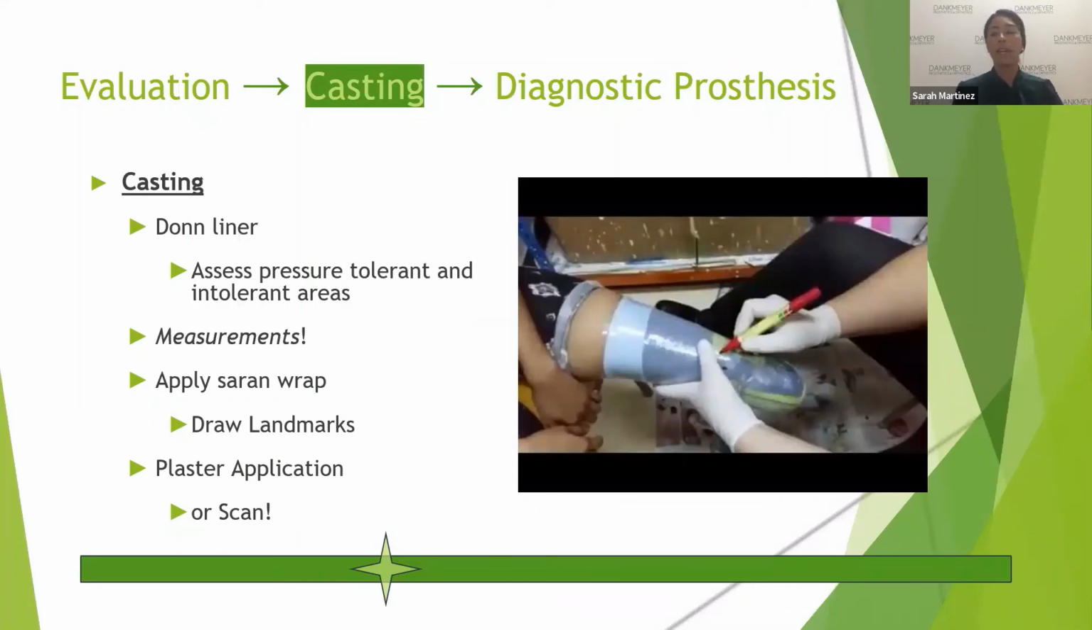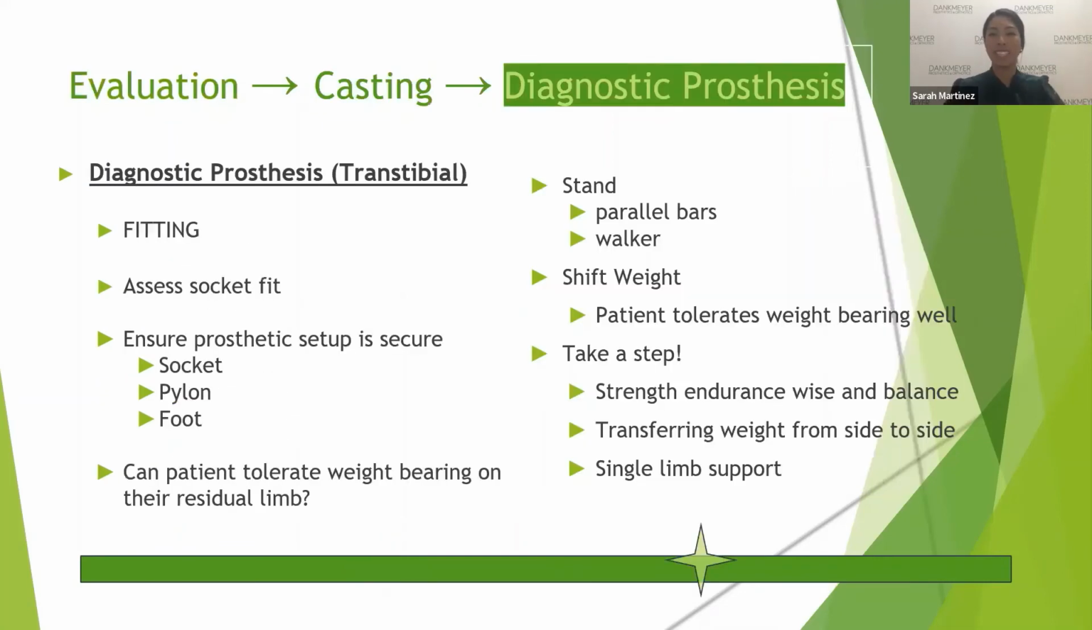All right, so the last step from evaluation to the diagnostic fitting, after the casting, is the diagnostic fitting itself. So if we can go to the next slide here. I've got a bunch of tabs, and time-wise I wanted to be conscious of this. So with the patient, we assess the socket fit, and that's this. We put it over their liner, and oftentimes it works really well. Once it's on, we can attach it to a foot and a pylon.